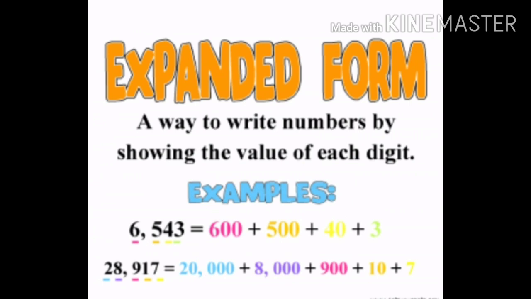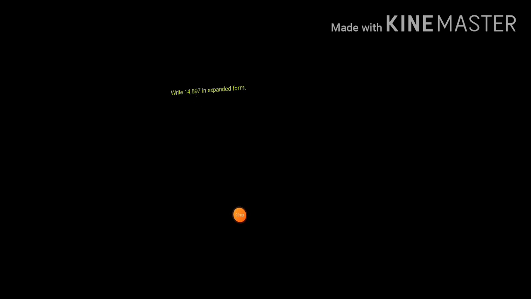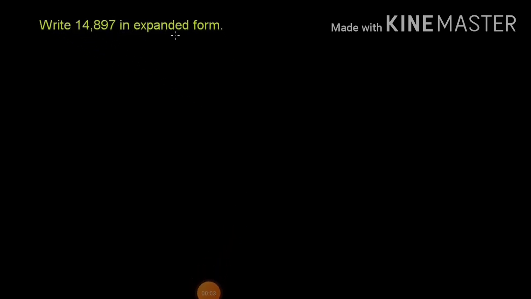In this video, I'm going to show you how to write numbers in expanded form. Let's write 14,897 in expanded form. Let me just rewrite the number and I'll color code it, that way we can keep track of our digits. So we have 14,000, 800, 90, and 7.